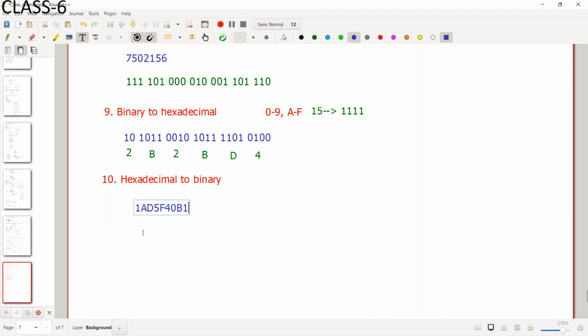So this is the hexadecimal number. Now each of these hexadecimal digits you have to just convert to binary, that too in 4 bits. Okay, so that is what is required. So 1 represented in hexadecimal, that is 0001. Now A is nothing but 1010.